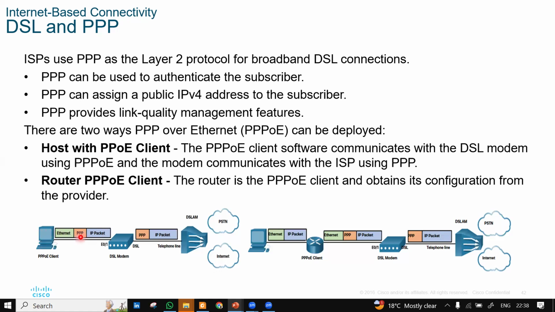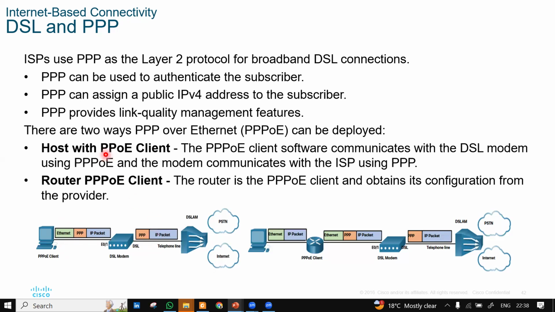Then the traffic is encapsulated with PPP over Ethernet. You can see PPP is over Ethernet. Then it goes to the DSL. The DSL then encapsulates with a PPP packet. Then from there, it goes to the access multiplexer. All right. Very important to understand. Here, this is PPP over Ethernet. So the encapsulation is PPP encapsulated over Ethernet. And here, we no longer have the Ethernet. This is PPP encapsulation only.